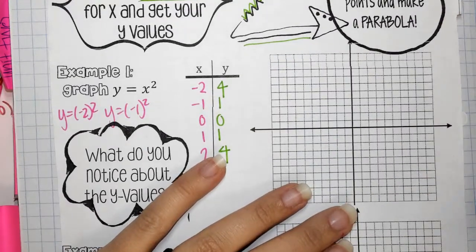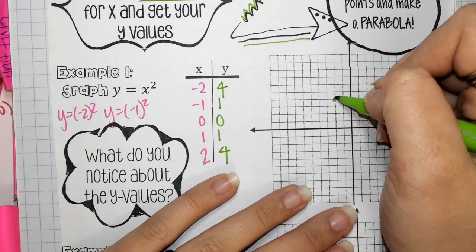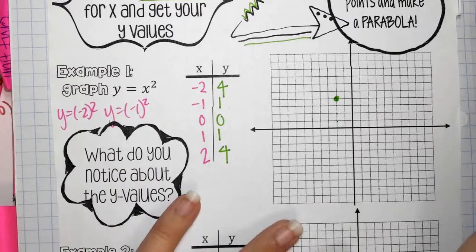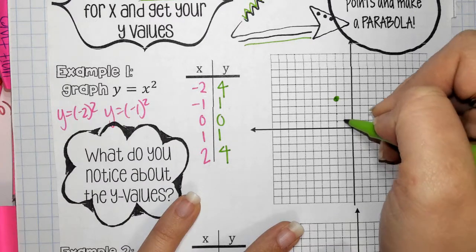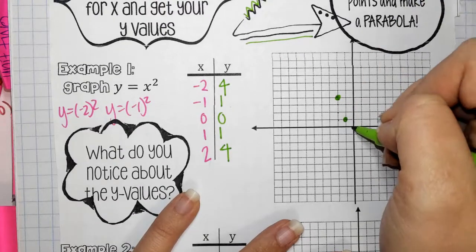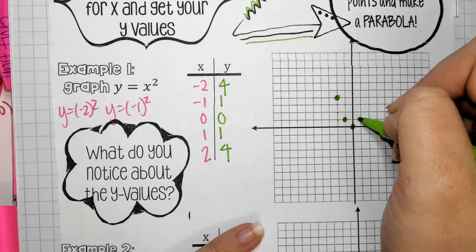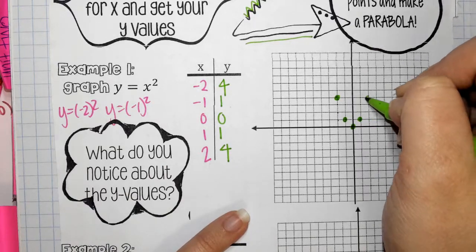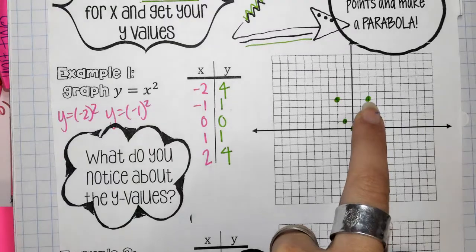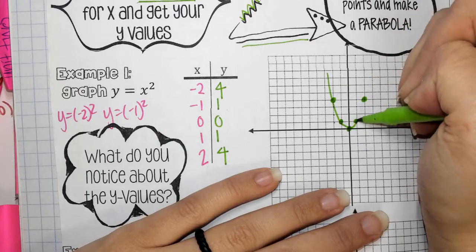How do we get to -2, 4? You go left 2, up 4. All right. How do we get to -1, 1? You go left 1, up 1. And then the origin, you go 0, 0. And then 1, 1. Right 1, up 1. And 2, 4. Right 2, up 4. Now, do our points also repeat? Yes, they do. So now you're going to connect them with a U.